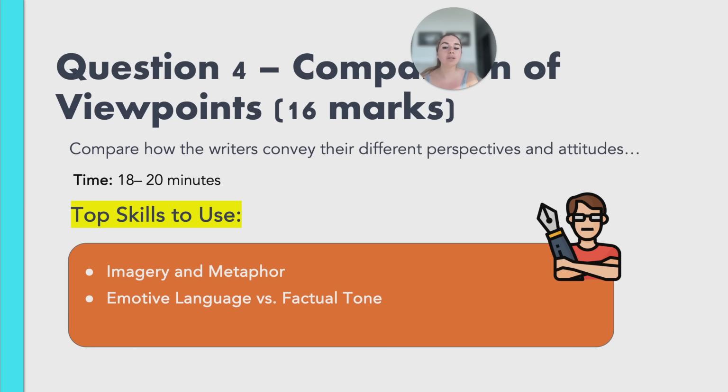We can look at emotive language versus factual tones. So we can actually look at tone. Because this is non-fiction, we can assess what kind of tone they have. Do they have a factual tone? Are they presenting it as more of a factual argument? Are they more emotive? Are they thinking about the emotions to sway the reader?